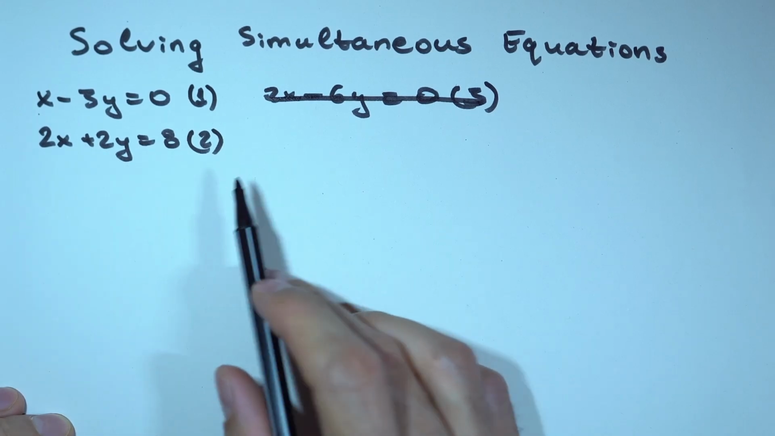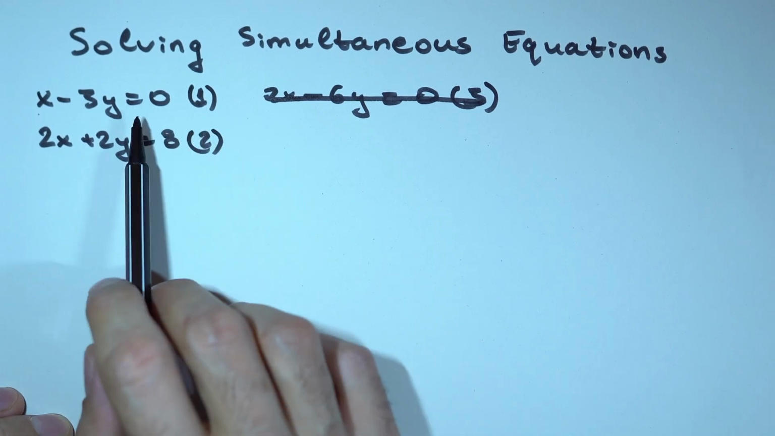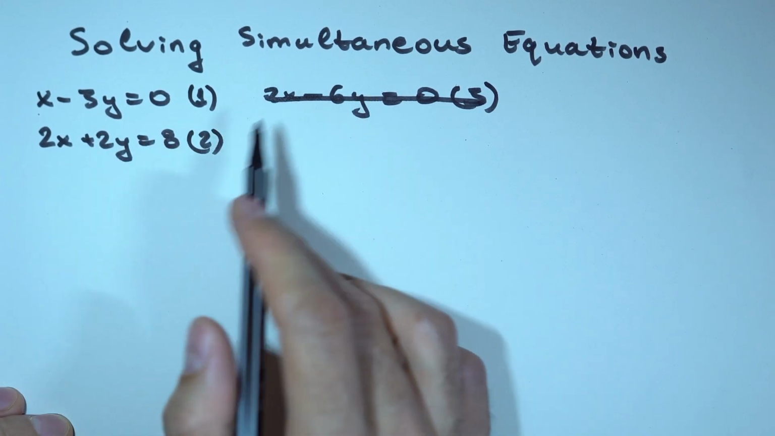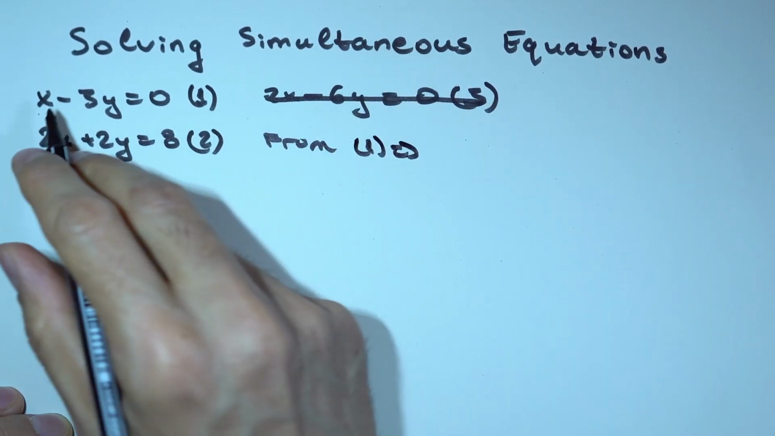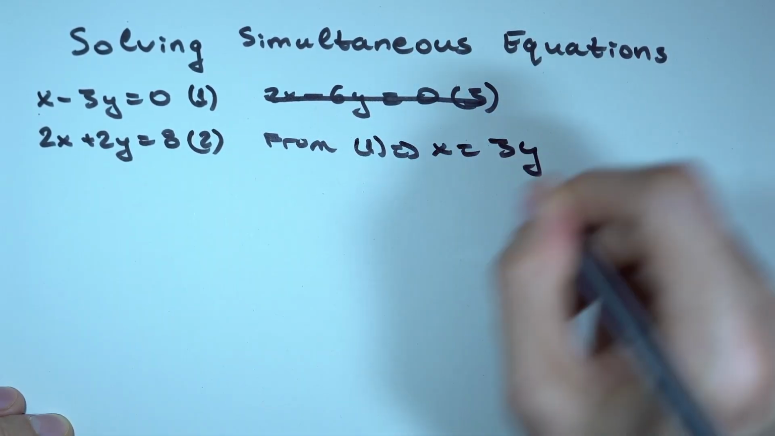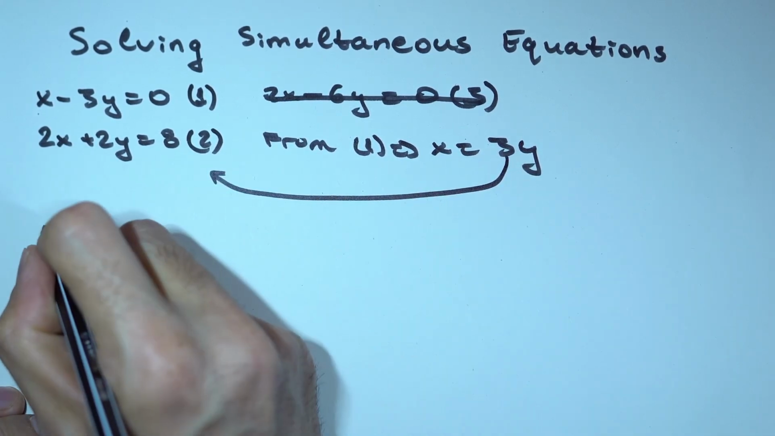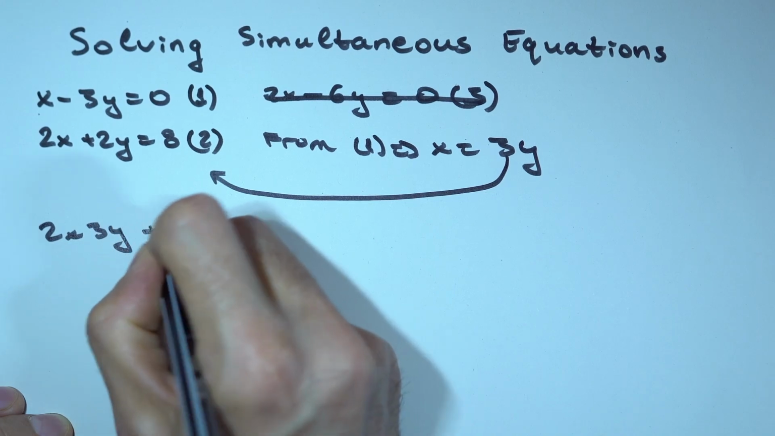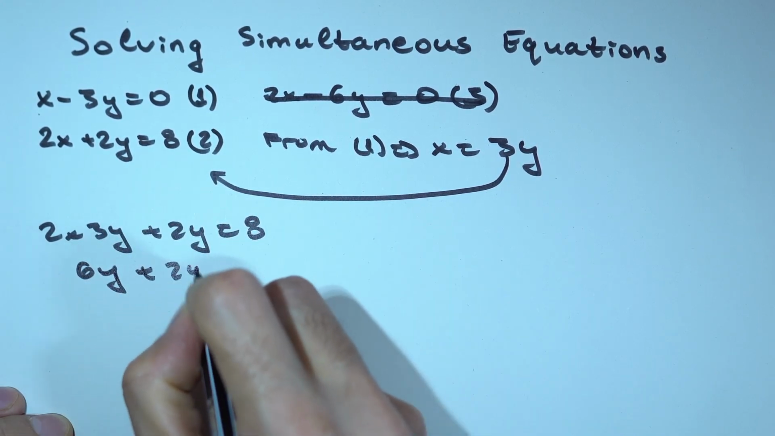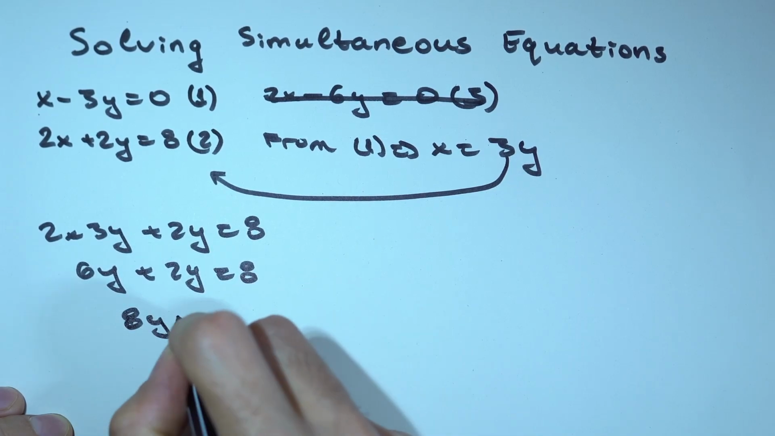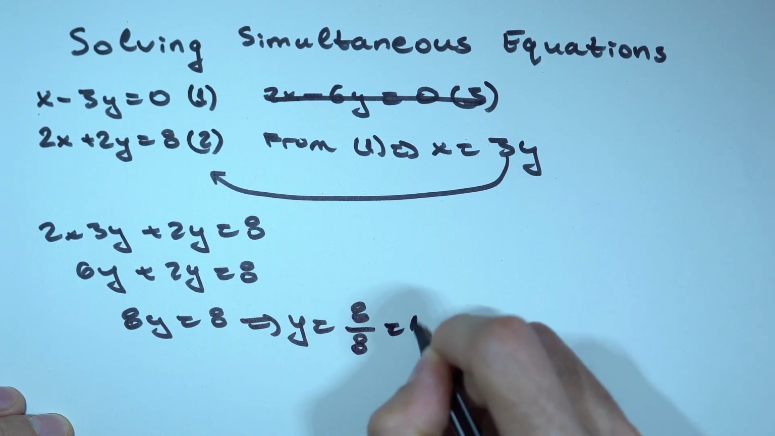We're going to use a method called substitution. What we're going to do is express one of the unknown numbers in terms of the other, and then see what happens. From equation 1, it follows that x equals 3y. Now, we can use this and go to equation number 2. We can write down 2 times 3y plus 2y equals 8, or 6y plus 2y equals 8, 8y equals 8, or y equals 8 over 8, which is 1.